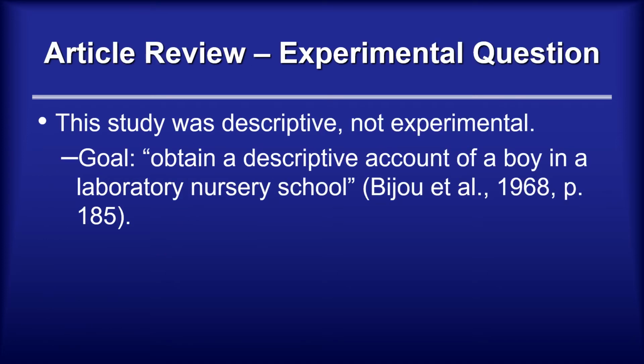A study's experimental question is typically phrased as, what is the effect of the independent variable on the dependent variable? The dependent variable is a behavior, and the independent variable is an environmental event that you manipulate as the experimenter. In this case, there was not an explicitly manipulated independent variable. Instead, the author simply observed various dependent variables in the natural environment as part of a descriptive study.